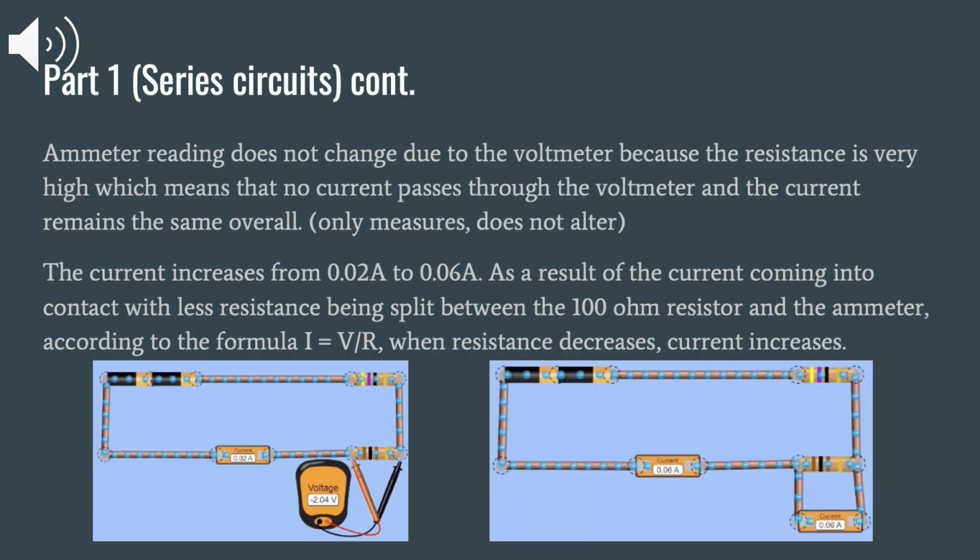The ammeter reading does not change due to the voltmeter because the resistance is very high, which means that no current passes through the voltmeter and the current remains the same overall. The current increases from 0.02 amperes to 0.06 amperes. This is the result of the current coming into contact with less resistance, which is being split between the 100 ohm resistor and the ammeter. According to the formula, I is equal to V over R, when resistance decreases, the current increases.